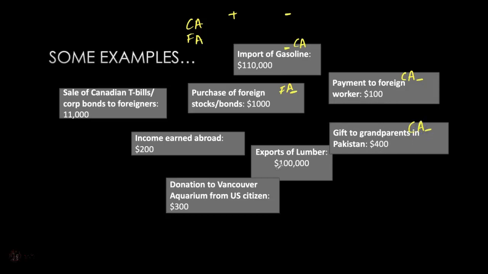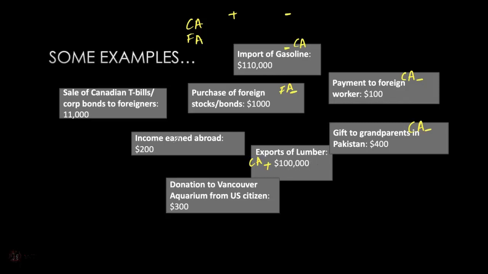Then I have exports of lumber. If Canada is exporting lumber worth $100,000, remember this is generating an inflow of cash. So it is a source of cash and it will be part of our current account. It doesn't create any liability. It is part of our merchandise trade balance.